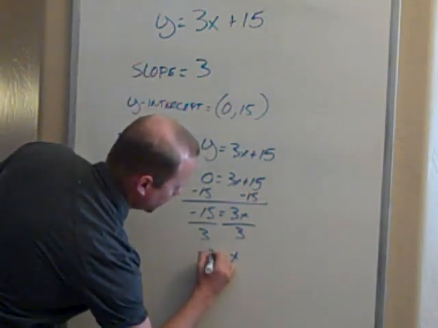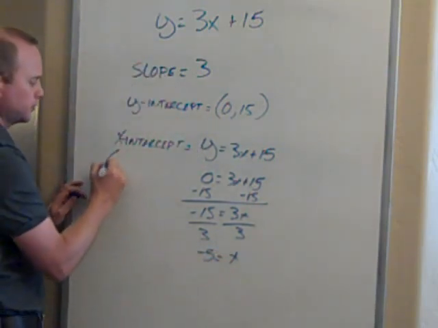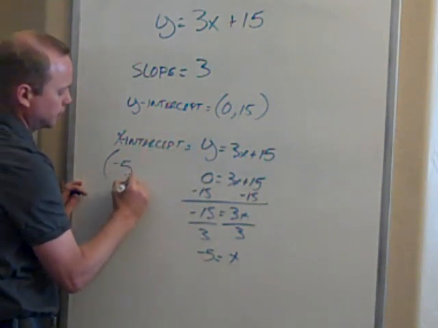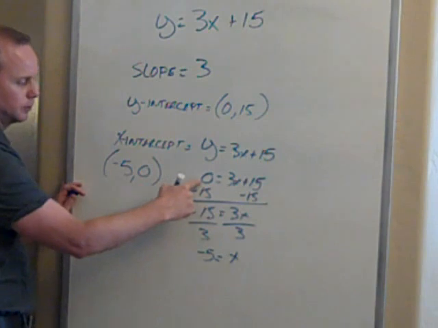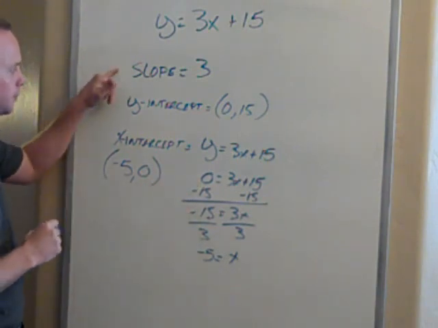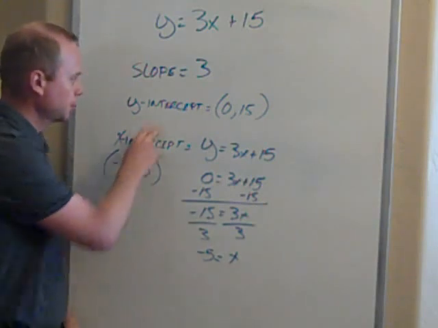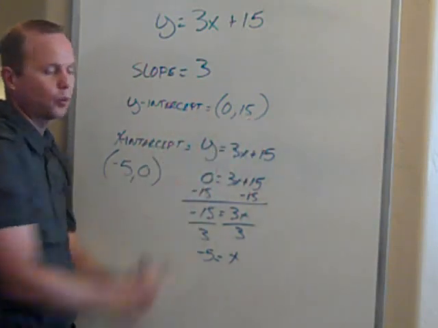X equals -5. Remember, you need to write it as an ordered pair. So this is going to be my x is -5, and my y value would be 0. So that would give me my slope, my y-intercept, and my x-intercept, all three. But remember, when you're writing these intercepts, to make sure to write them as an ordered pair.